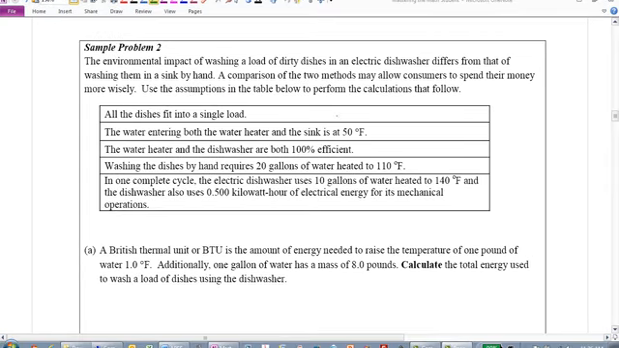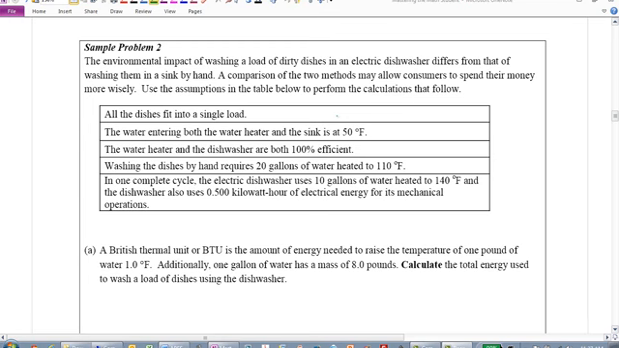All right, so let's work through this second problem. Environmental impact of washing a load of dirty dishes in an electric dishwasher differs from that of washing them in a sink by hand. A comparison of the 2 methods may allow consumers to spend their money more wisely. Use the assumptions in the table below to perform calculations that follow. Be happy when you see this table, because the table kind of helps you sort out and gives you a spot to write a lot of the different conversion factors or important mathematically related bits of information that you're going to need to solve parts A, B, and C.